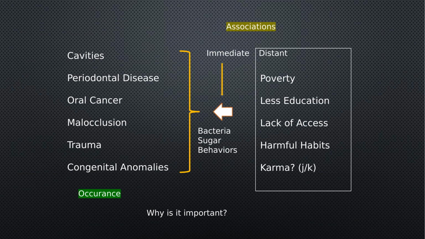Common oral conditions arise from immediate causes, bacteria, sugar, and behaviors, and from distant social factors like poverty, lower education, and limited access to care. Trauma and congenital anomalies also contribute to malocclusion and other problems. Recognizing both immediate and upstream causes guides prevention, clinical care, and policy to reduce disease and oral health disparities.